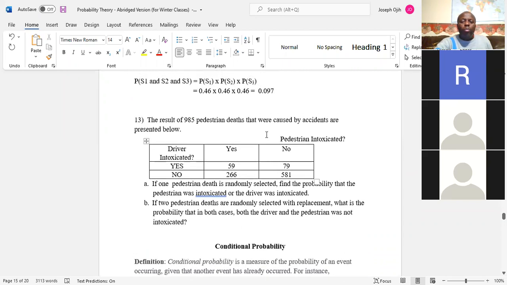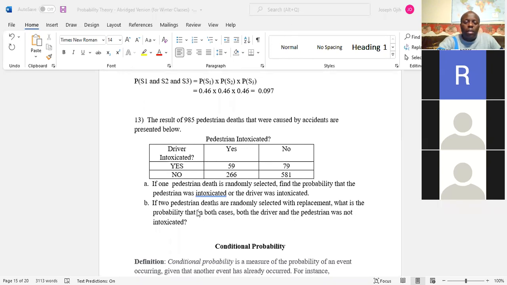Now, sometimes they might ask the question in a different format. The rules stay the same, as I'm going to illustrate with this example. It says the results of 985 pedestrian deaths that were caused by accidents are presented below. Find this probability. If one pedestrian death is randomly selected, find the probability that the pedestrian was intoxicated or the driver was intoxicated. But this says, if two pedestrian deaths are randomly selected with replacement, what is the probability that both the driver and the pedestrian were intoxicated?